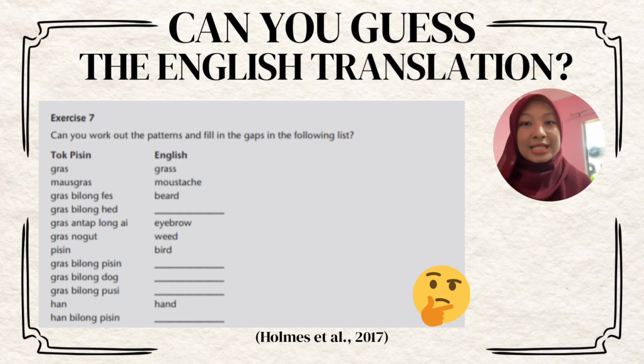For example, in this exercise, we can see that "grass" is grass. Next, "mouth grass" is mustache. It is like a grass on the mouth, like a riddle. What grass on the mouth? So it is a mustache. Next, "grass belong face." It means like what grass belongs or is on the face. So it is beard. Next, "grass belong head." It means like what grass belongs or is on the head. So it is hair. Same goes to other examples, and this is how we can guess the translation.